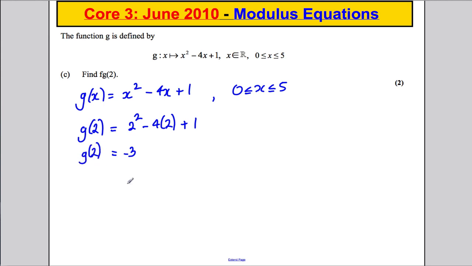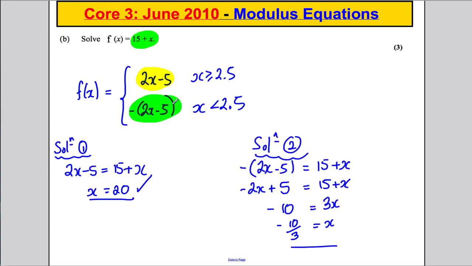So g of 2 is negative 3. Therefore f of g of 2 is actually f evaluated at negative 3. Looking back at our definition of f, it is two different things for x bigger than 2.5 and less than 2.5. If x is negative 3, then this is the one we care about. So we let x be negative 3 in this expression here.